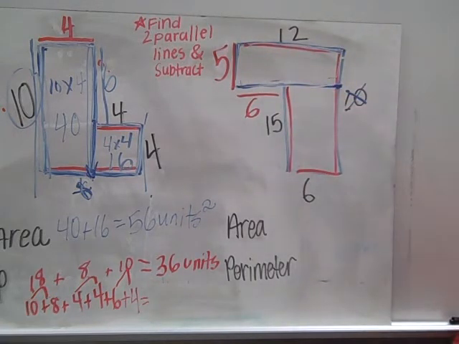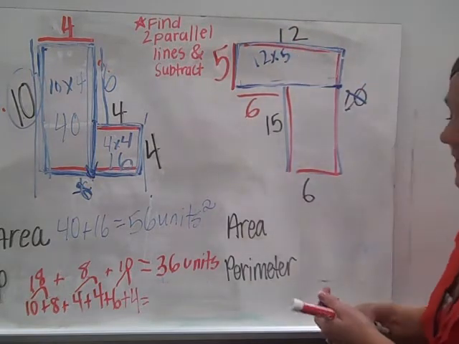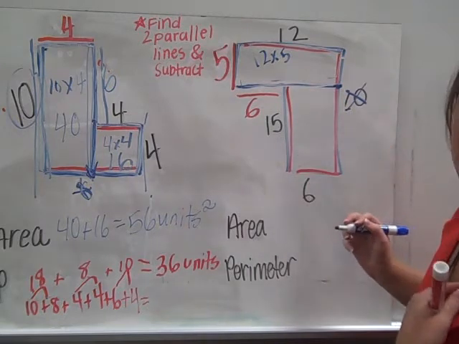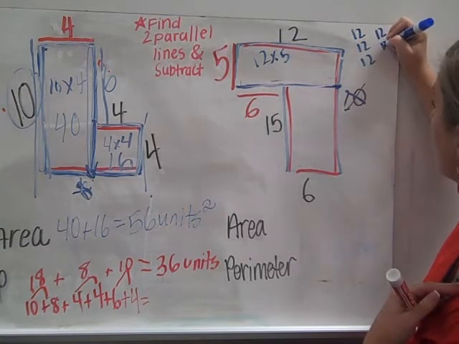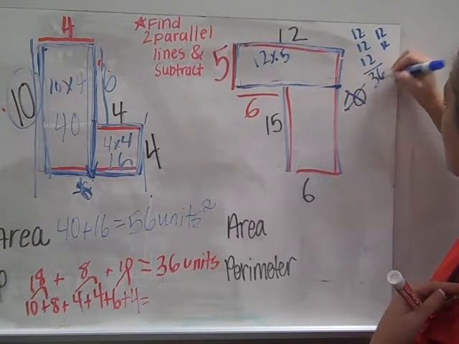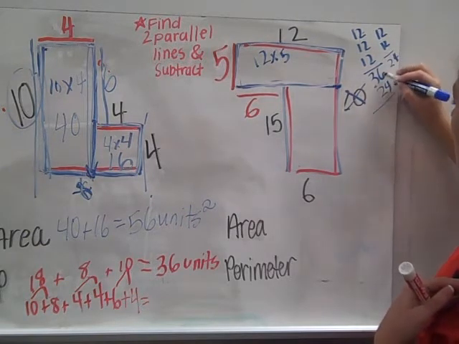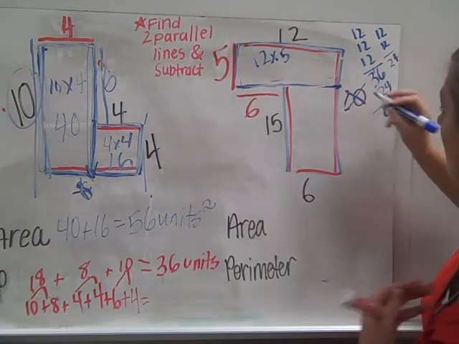To find the rectangle going in this direction here, I'm going to multiply 12 times 5. We don't know this off the top of our head, do we? If it was a calculator active test, you would just use your calculator. But instead, I'm going to add 12 5 times. 12, 24, 36, 48, 60. So this is 60.